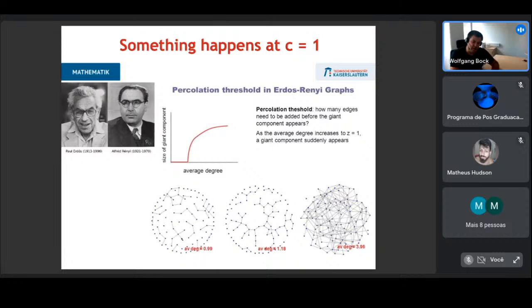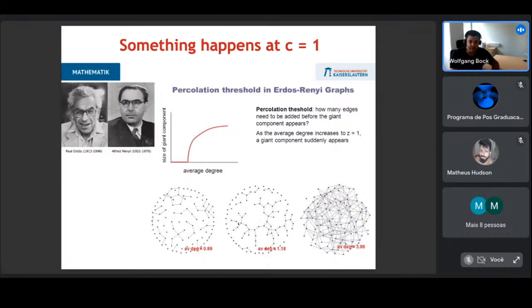So you have a very, very small giant component that almost stays the same, and suddenly you have a jump, and you see the jump is really huge. So you have here a phase transition. You jump from something which is very, very small connected units to something which has a huge size. You can see this here.